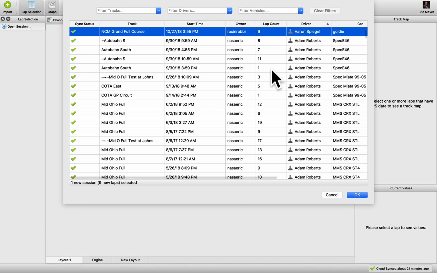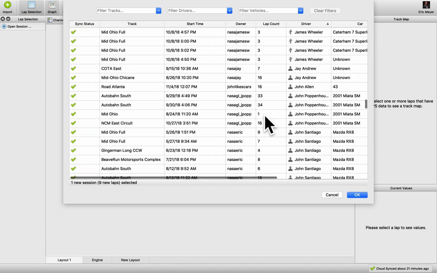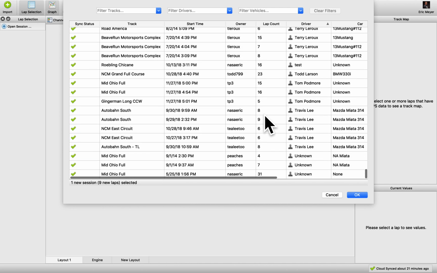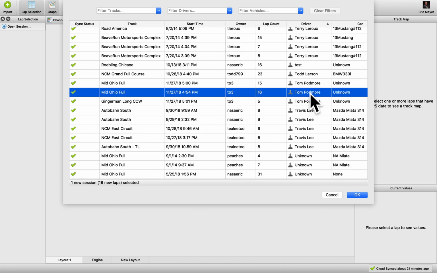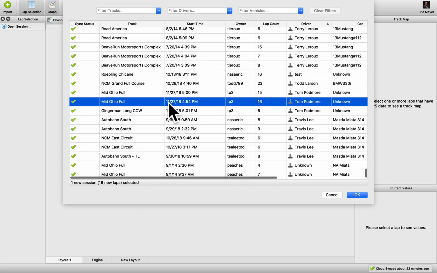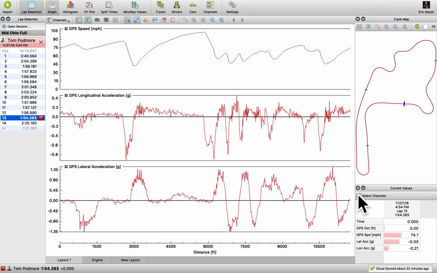In this case, we're going to be our friend Tom Podmore. Tom, thanks for the wonderful birthday gift. You rock. And we're going to do Tom at Mid-Ohio running a 154 Mid-Ohio full. Okay, we're going to open this file. Just going to do some basic simple analysis.